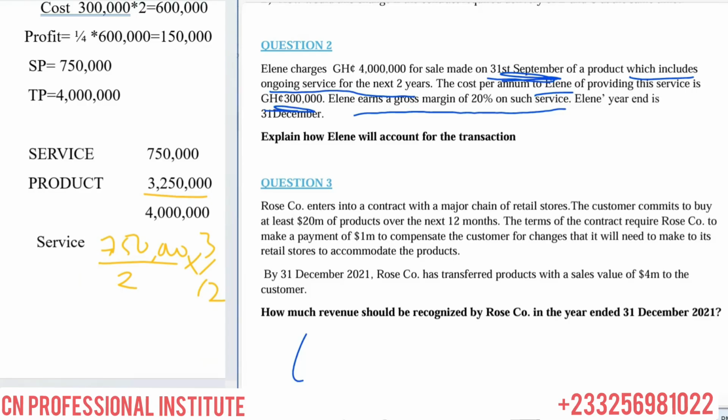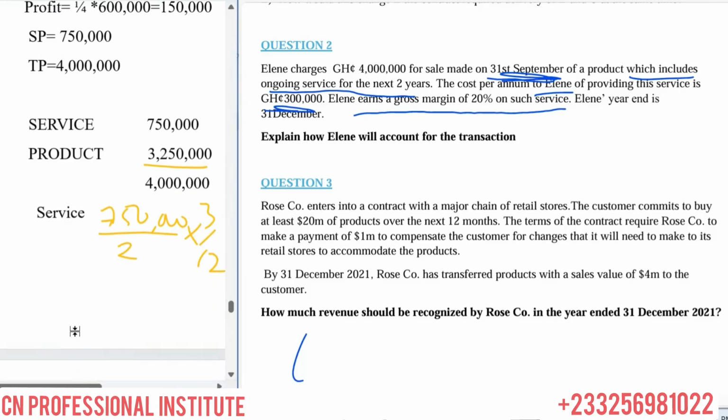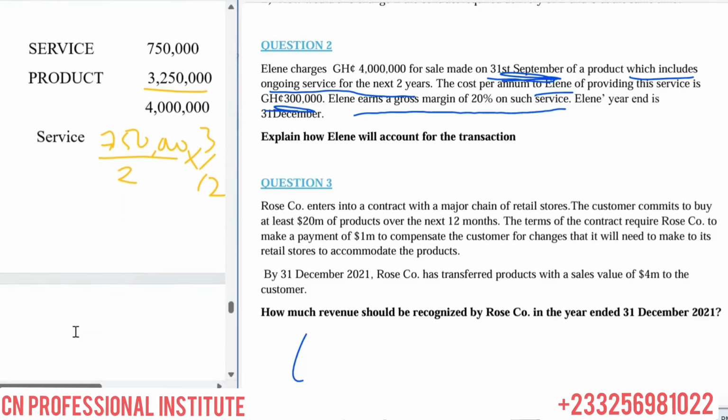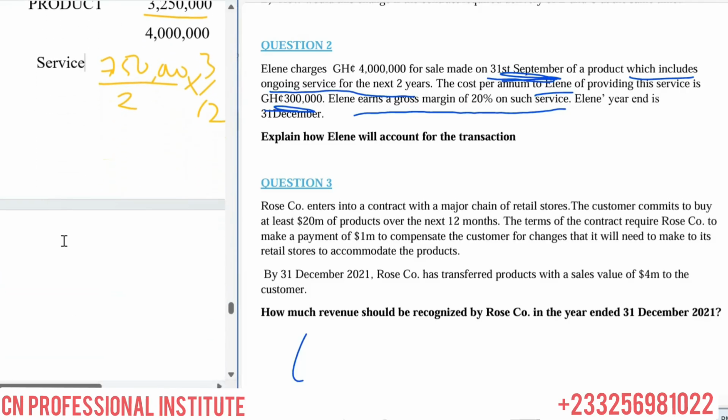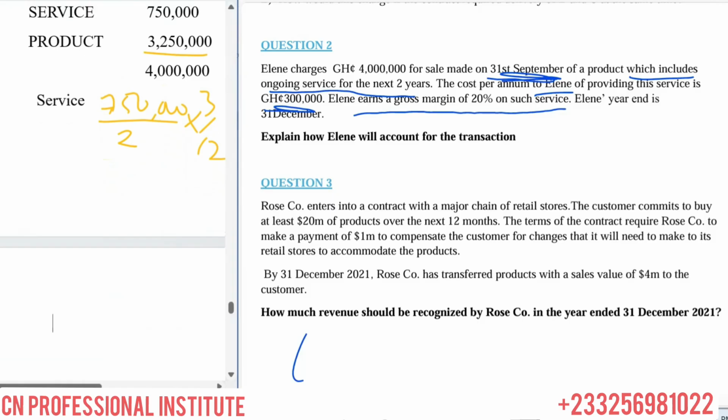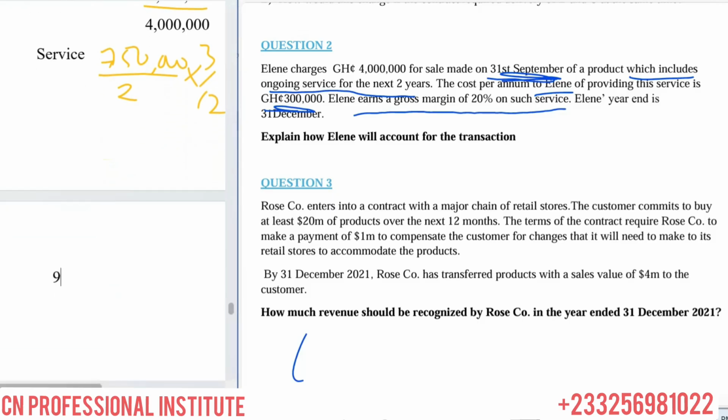So we are not going to record the whole 3 million. Sorry, we are not going to record the whole 750 for service. It's service, so that performance obligation will be over what? Time. Are you following? So when you do this, 750,000 over 2 times 3 over 12, you get 93,750. So 93,750 is the amount of revenue that we are going to record for service.